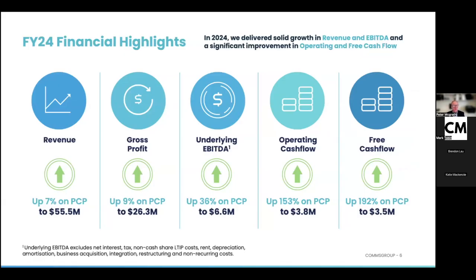In terms of the key highlights, we delivered solid growth in revenue and EBITDA and a significant improvement in operating cash flow and free cash flow. You can see there our revenue was up 7% to 55.5 million. Our gross profit was up 9% to 26.3 million. And our underlying EBITDA was up 36% to 6.6 million. And really pleasing on the cash flow side of things, our operating cash flow was up 153% to 3.8 million.